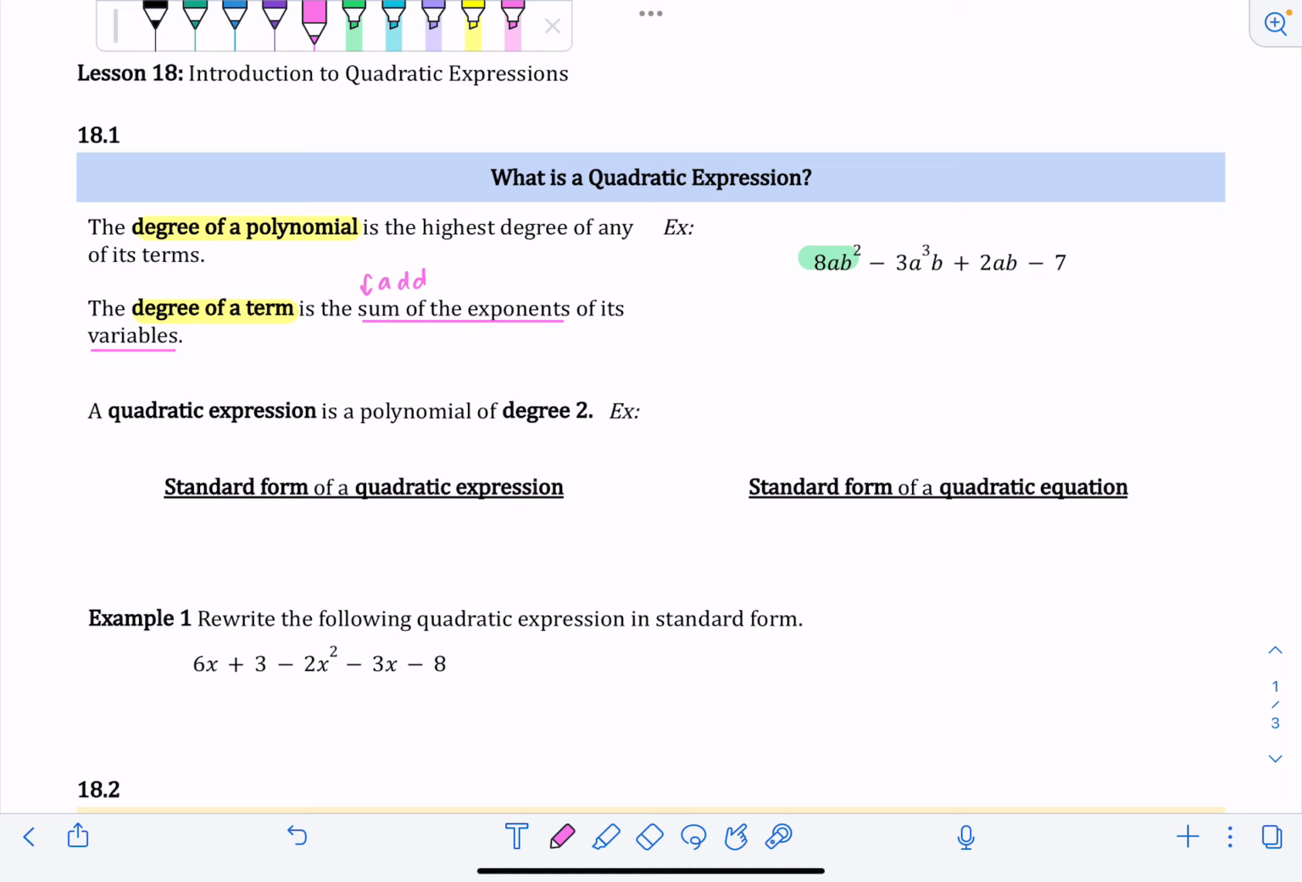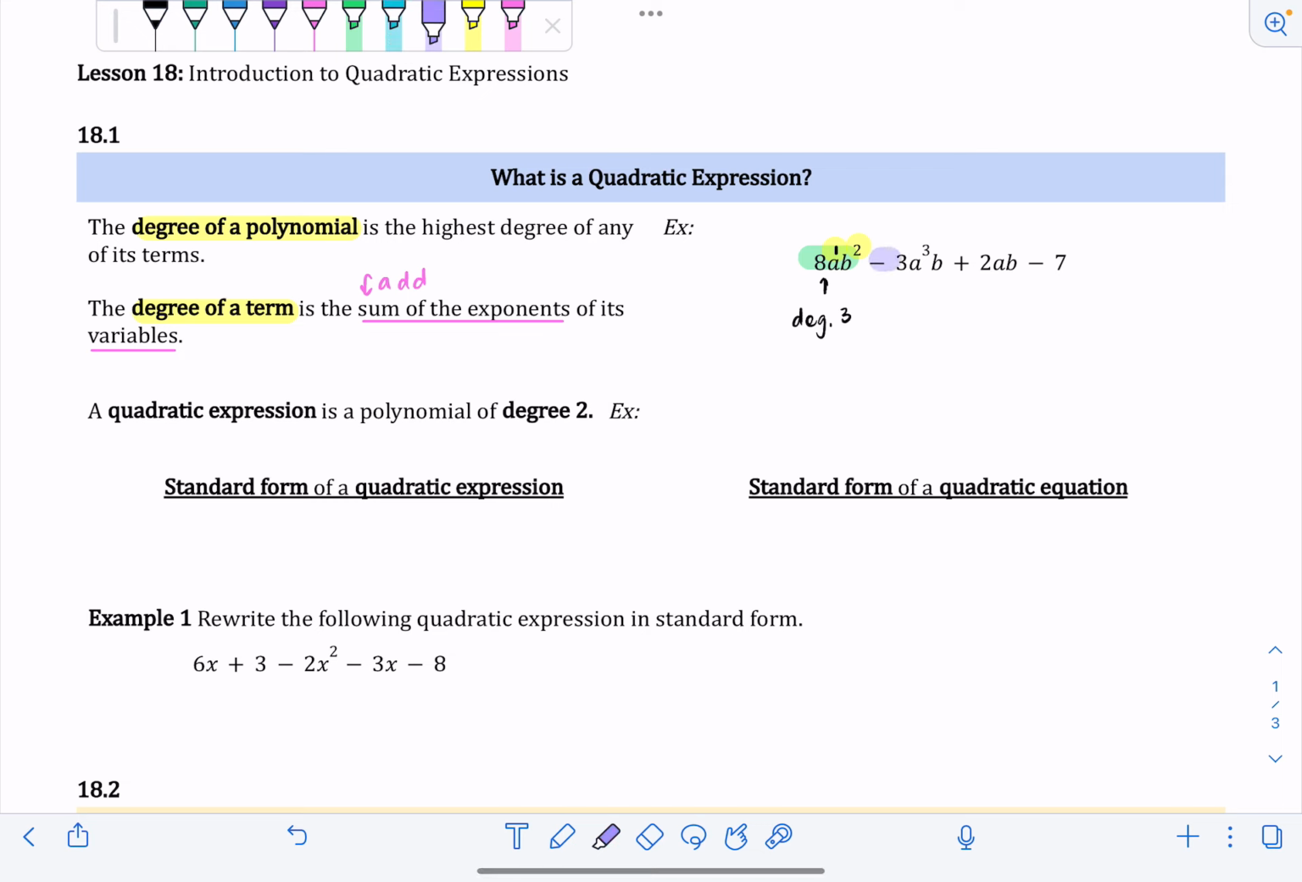If we look at the first term, it's 8ab squared. Remember, the a doesn't have an exponent. If there's no exponent, then it's an a to the first power. So we would add 1 plus 2, and this term would be a degree 3. I'm just going to shorten degree into DEG so it's easier to fit, and then we'll do the same thing for each individual term.